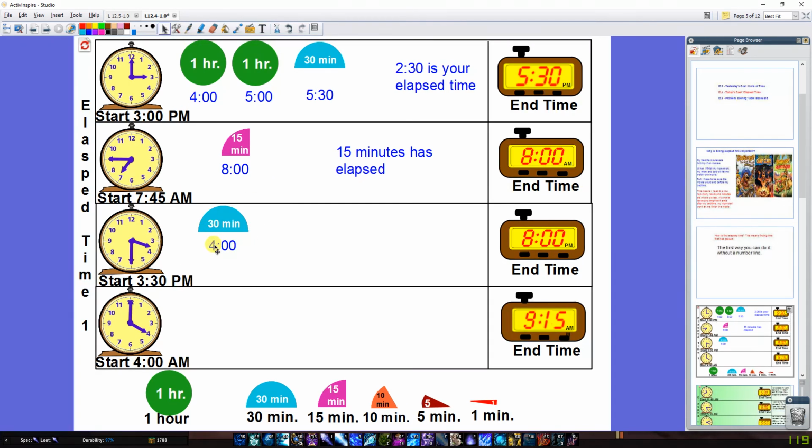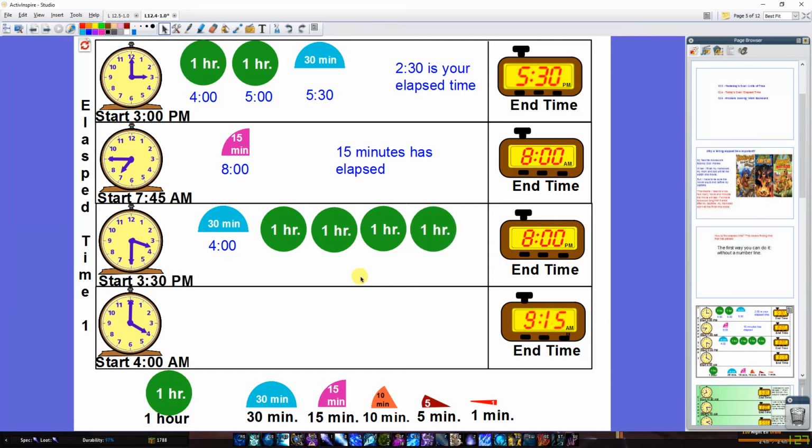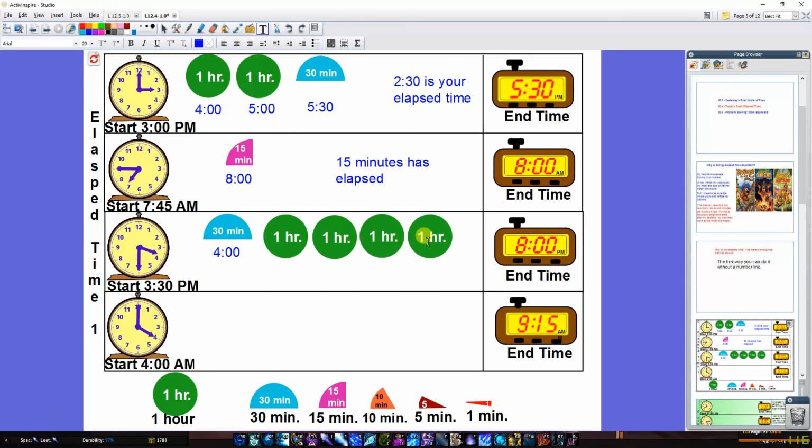Now it becomes so easy, 4 to 8. So we go 5 o'clock, 6 o'clock, 7 o'clock, and 8 o'clock. So, how much time has elapsed? 1, 2, 3, 4, 4 hours and 30 minutes has elapsed. There you go. That is how you do lesson 12.4, elapsed time.